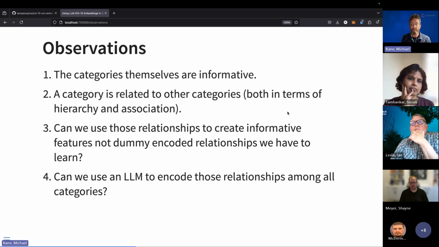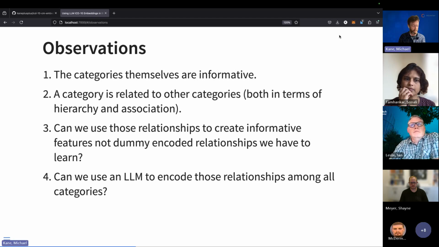A category is related to other categories. We saw before the first couple of categories were related to cholera. So one cholera category is going to be closer in some semantic sense to another cholera category than to others. Thinking about the dummy encoding, we're throwing out that information. So what we'd like to do is use those semantic relationships to create informative features, not just dummy encoded relationships that we have to learn.